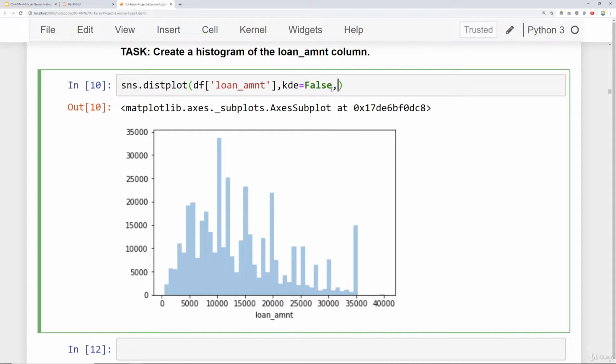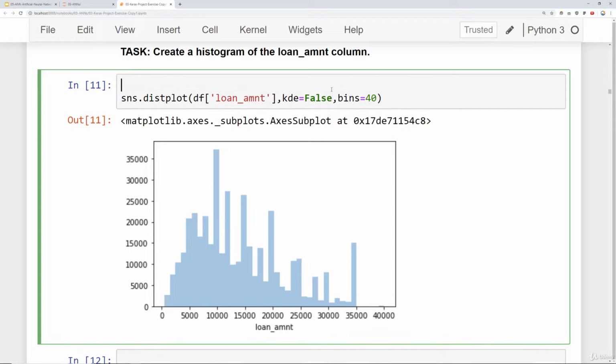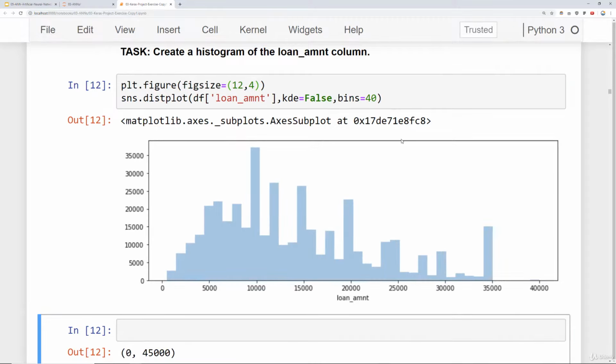Then you can begin playing around with things like the bins. If you wanted more bins, you can increase the number of bins there. And you can also play around with things like size. So you can always say plt.figure(figsize=...) equal to some tuple. Usually for histograms, you want them long but a little shorter. So you get something that looks like this.